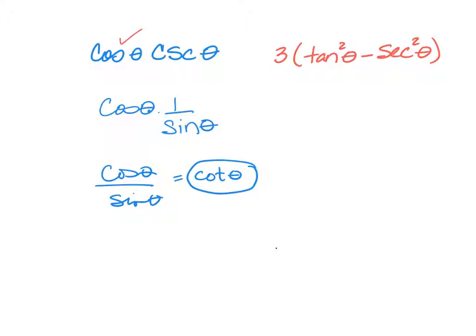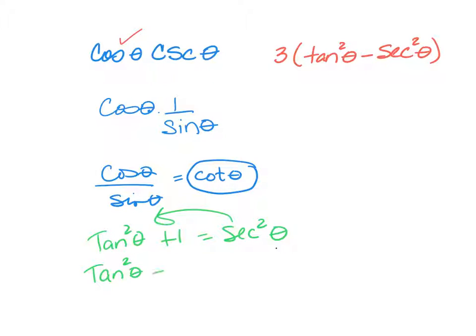If you notice, tan squared of theta plus 1 equals secant squared of theta, right? That is a rule that's on your sheet in the Pythagorean identities. Tan squared of theta plus 1 equals secant squared of theta. So I need to get it to where it says tan squared of theta minus secant squared of theta. So if I move this guy over here, I have tan squared of theta minus secant squared of theta. And then I move the 1 over here as a -1.